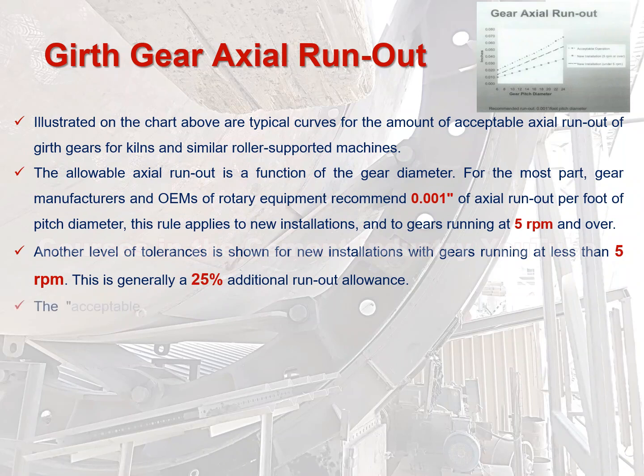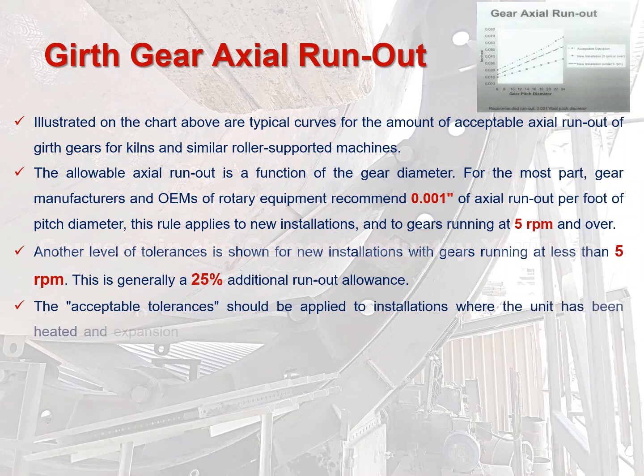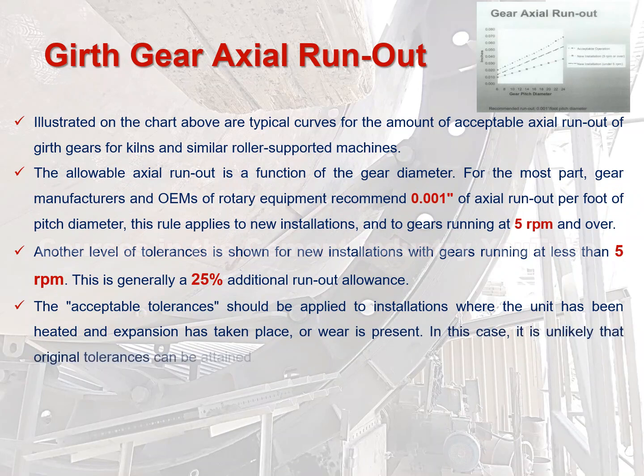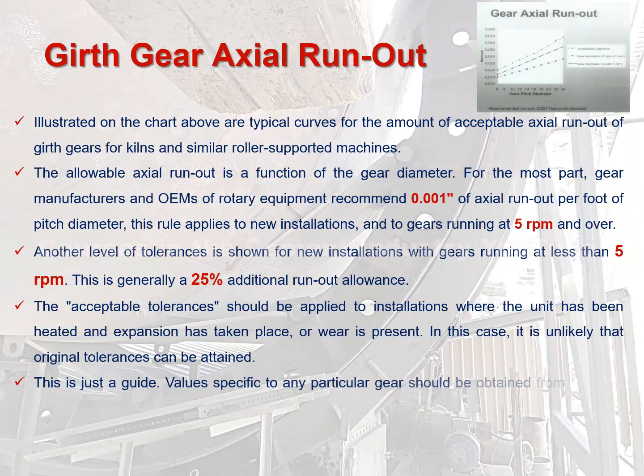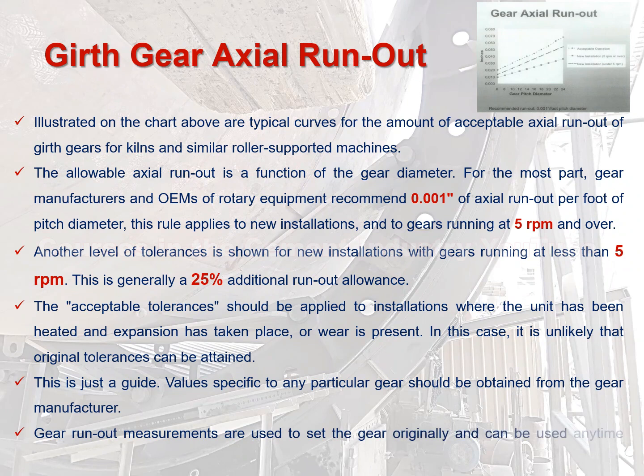4. The acceptable tolerances should be applied to installations where the unit has been heated and expansion has taken place, or where wear is present. In this case, it is unlikely that original tolerances can be attained. 5. This is just a guide. Values specific to any particular gear should be obtained from the gear manufacturer. 6. Gear runout measurements are used to set the gear originally, and can be used anytime thereafter to check alignment.